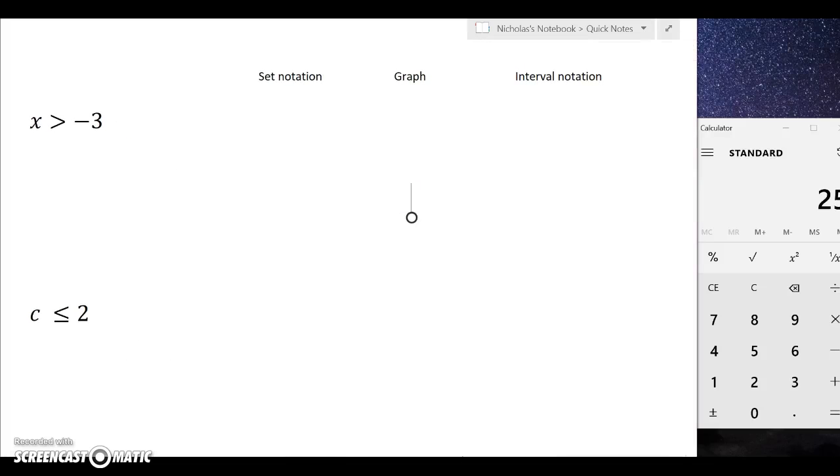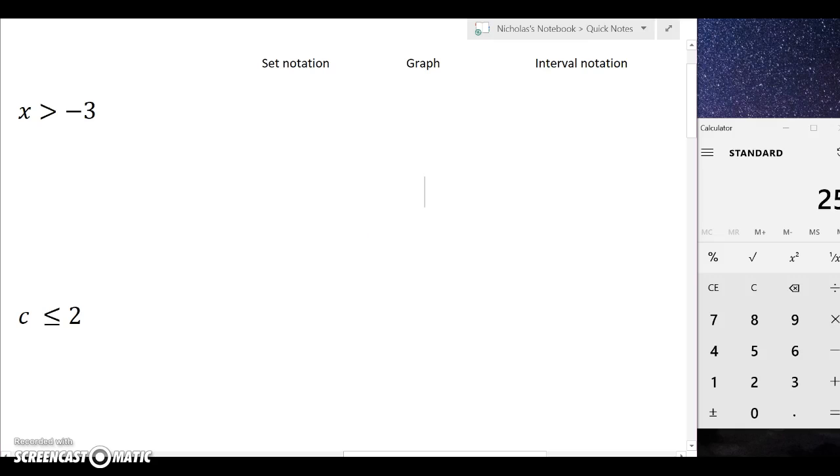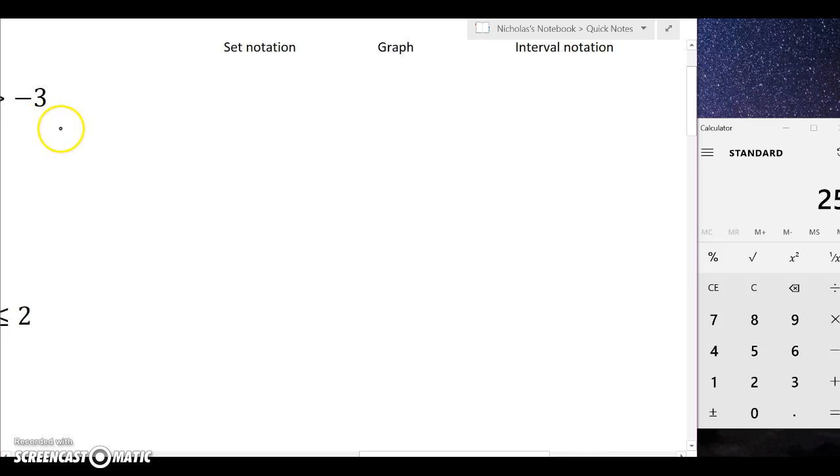Okay, we are going to look at some basic inequalities, and we're going to look at the set notation, so how we would write the set notation of this, how we would graph this, as well as the interval notation. So what we're going to do here is take a look at this.